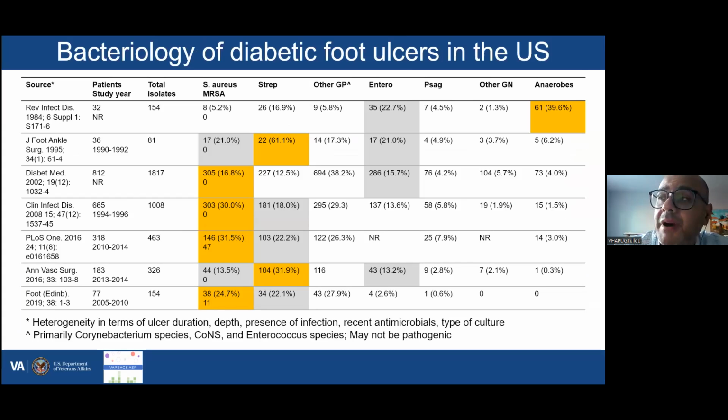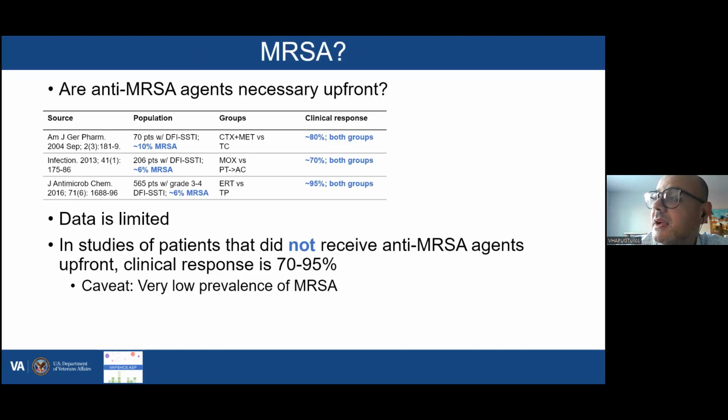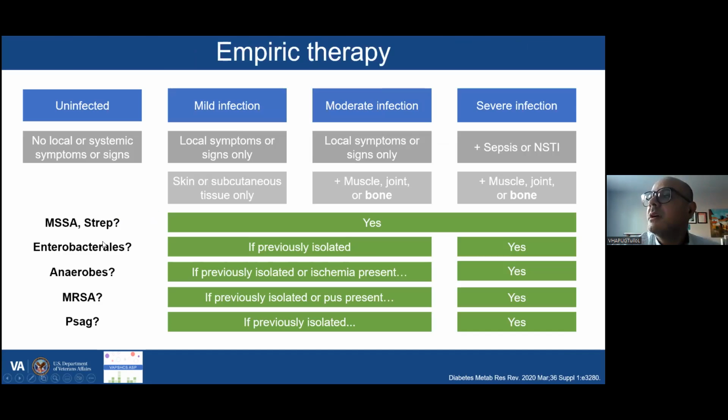In terms of what empiric treatment to choose once you have a bone biopsy or a deep culture, a lot of data here that you guys can review afterwards. But essentially, the organisms to target are Staph aureus, strep, a little bit of Enterobacteriaceae, and for more severe infections or infections with gangrene or ischemia, anaerobes. And I have kind of a summary slide stating that, essentially.